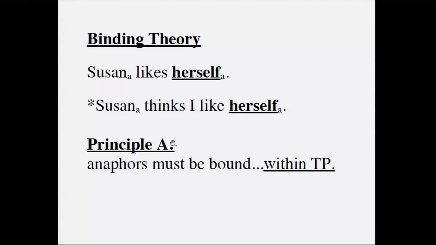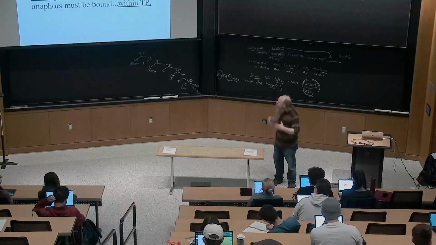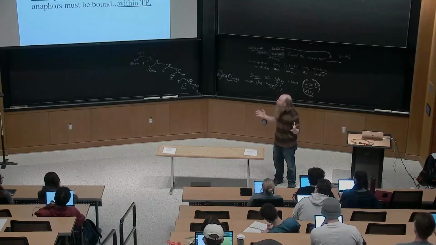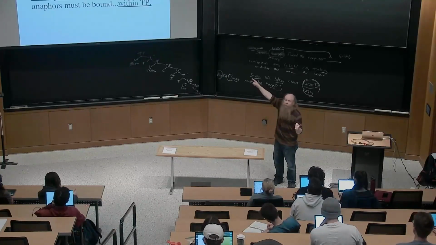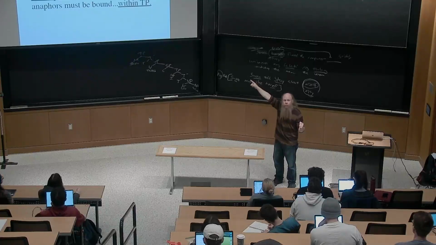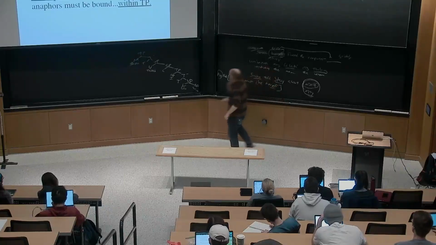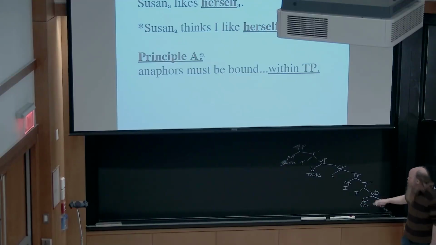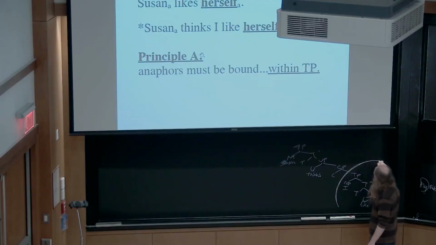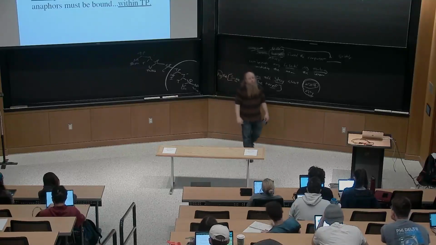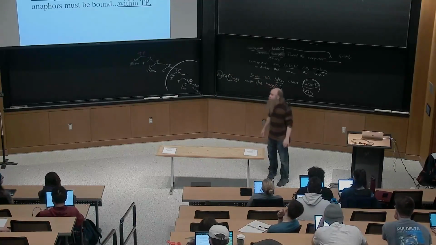There's a principle, it's called principle A. You can think of A as standing for anaphor. It says anaphors must be bound within TP. If this were intro syntax, we would now spend weeks, possibly months, trying to figure out what the real locality requirement is, because it's more complicated than that. But that's close. So the idea here is that herself, yes, it's bound by Susan in this tree, but it's not bound by Susan within the smallest TP. Here's the smallest TP that includes herself, and Susan is too far away. So there's a locality requirement. Does that make sense?